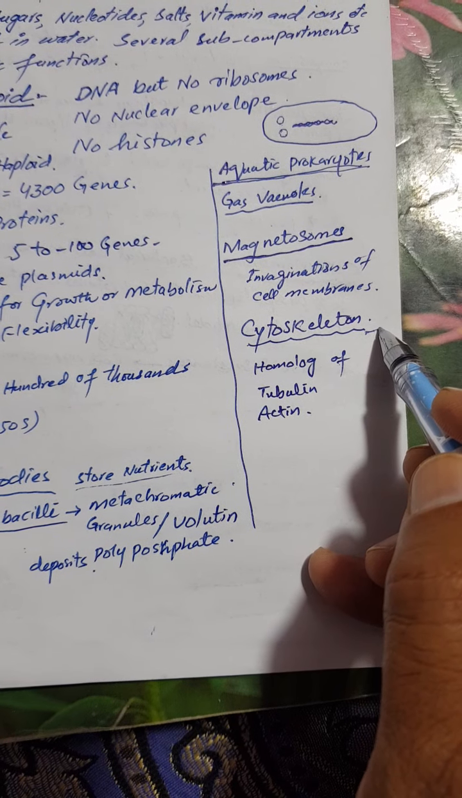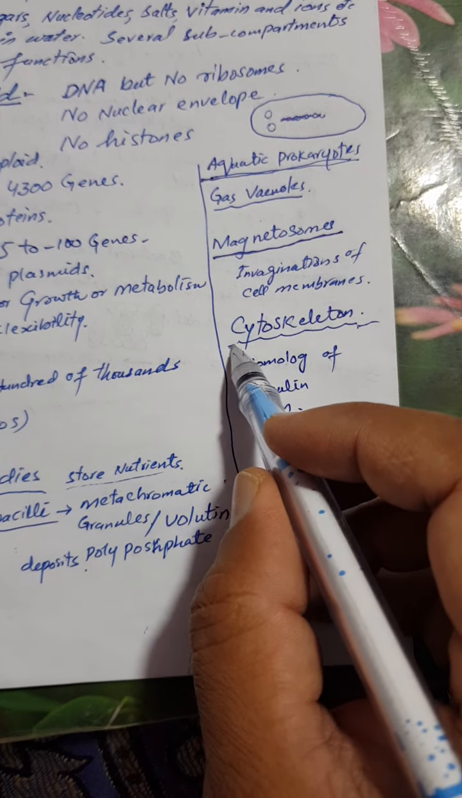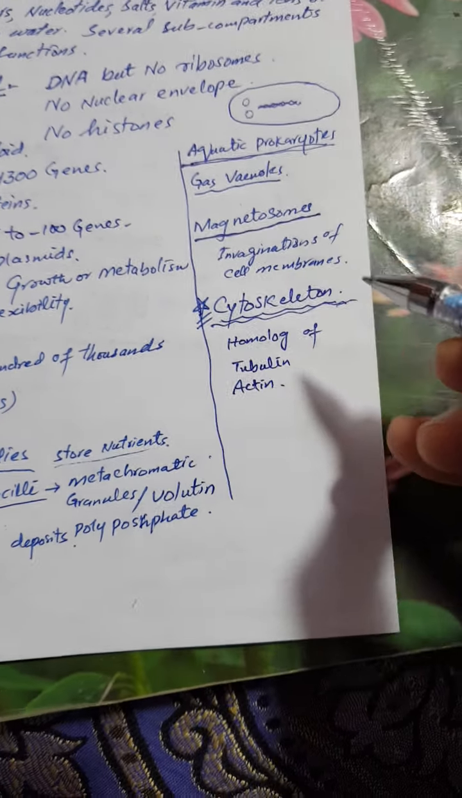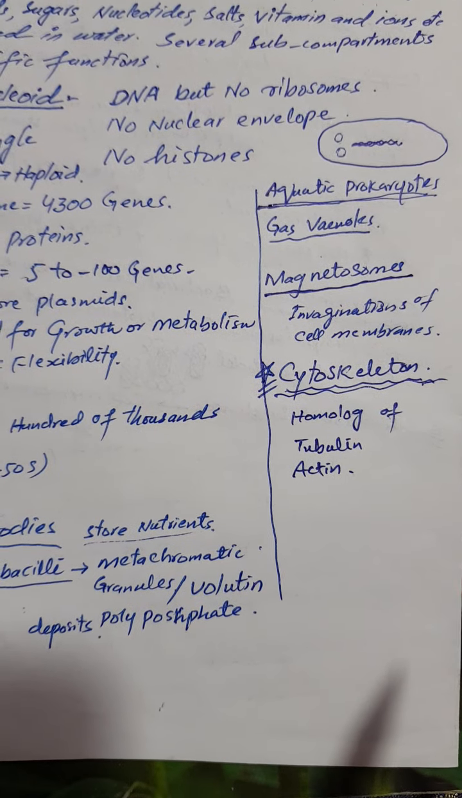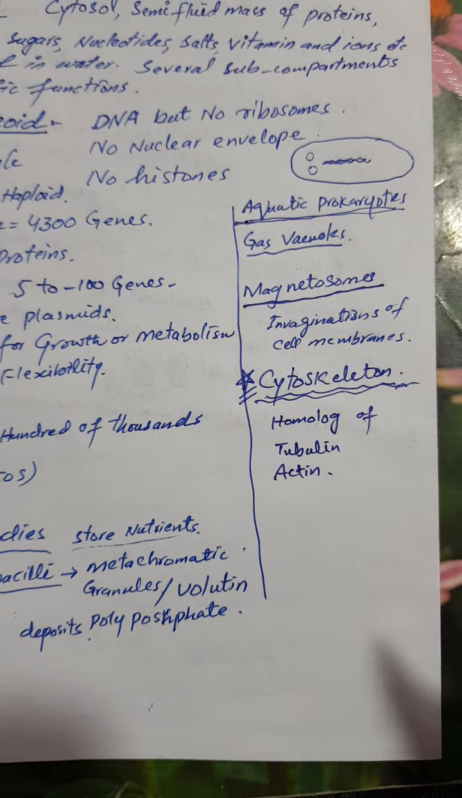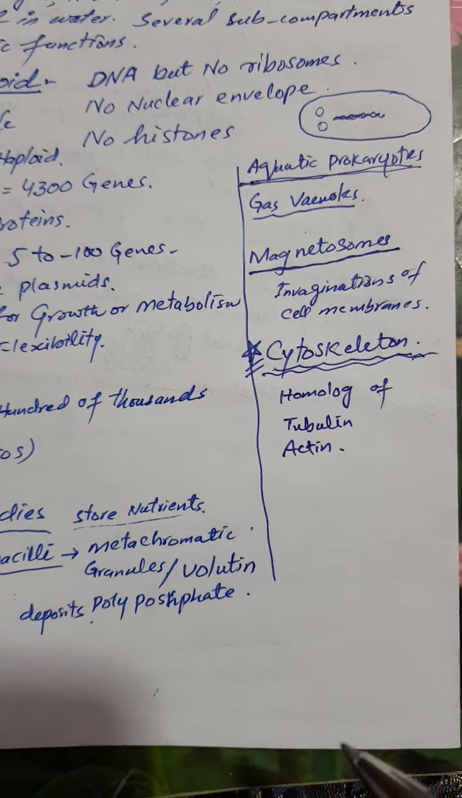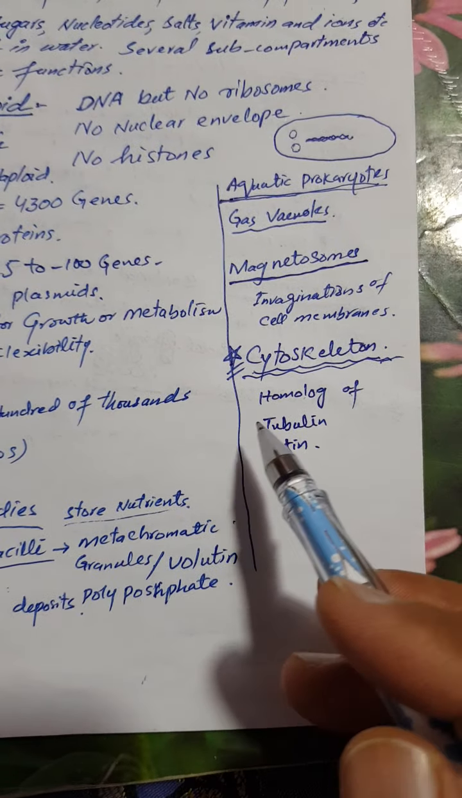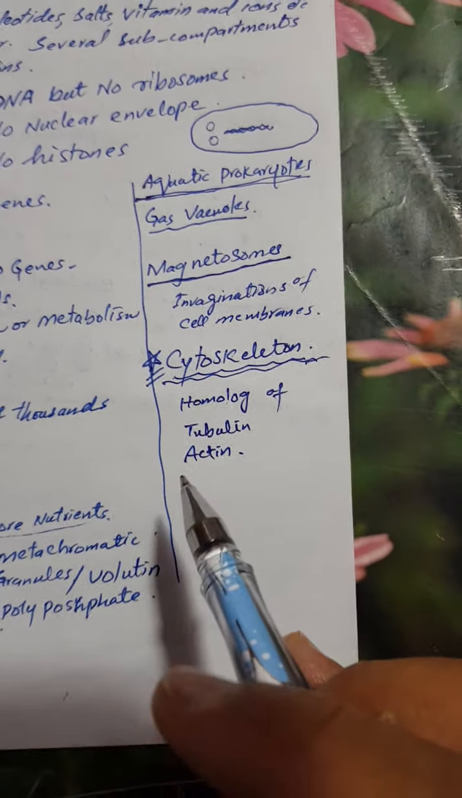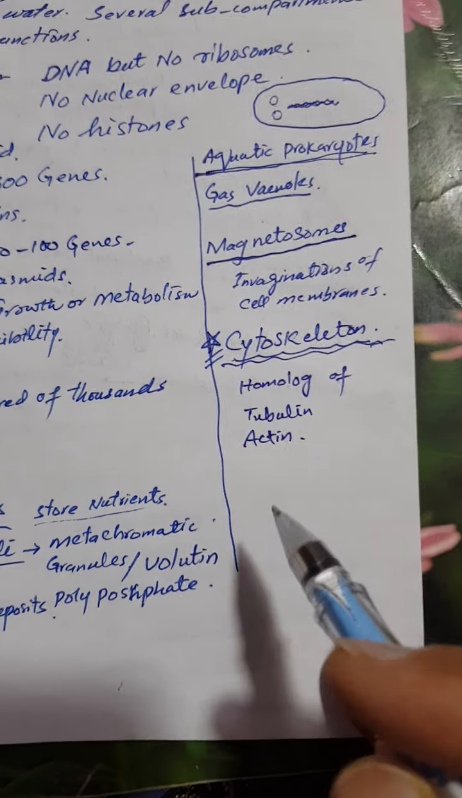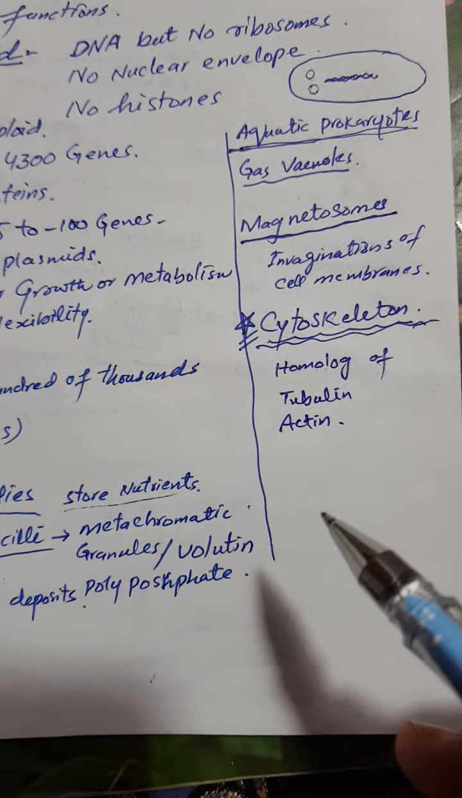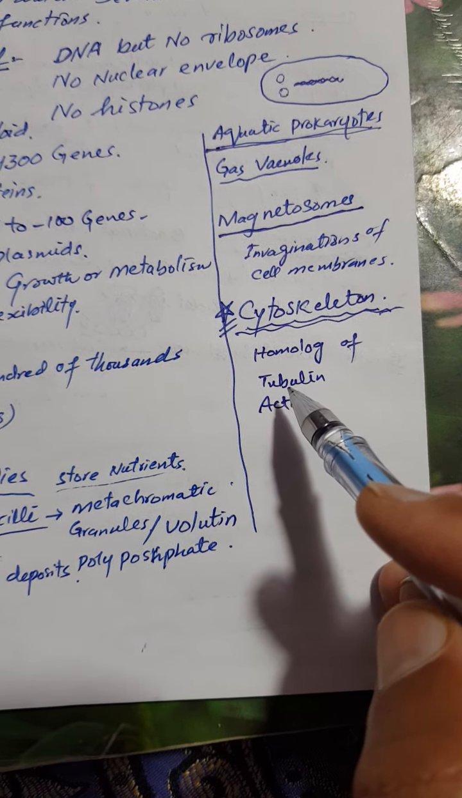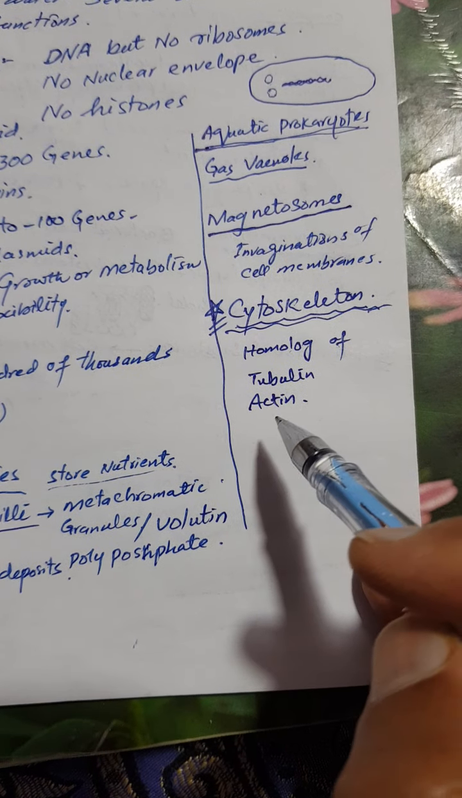In the end, I would let you know that there is a cytoskeleton as well. It's very astonishing that prokaryotic cells have a cytoskeleton. Up till a few years back, it was considered that prokaryotic cells do not have any cytoskeleton. But recently, it has been discovered that there are some homologues of tubulin and actin protein within the cytoplasm of bacterial cells, like E. coli and other bacilli as well. They have some tubulin and actin homologue.